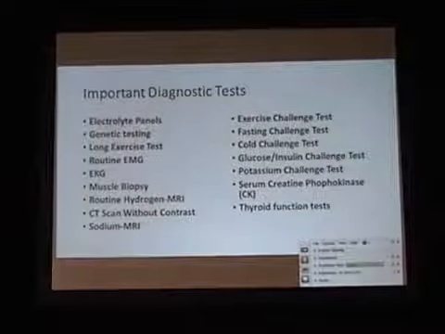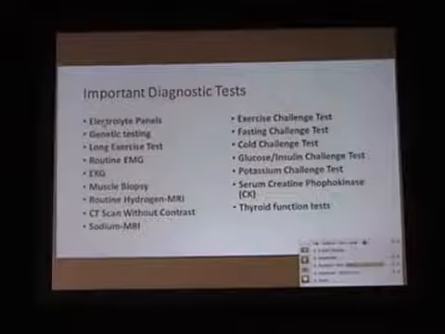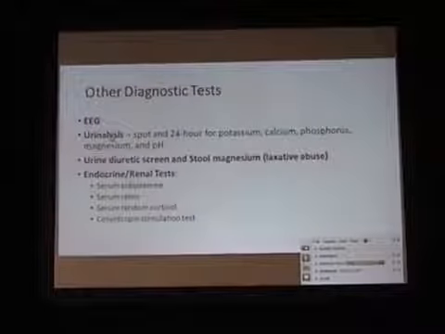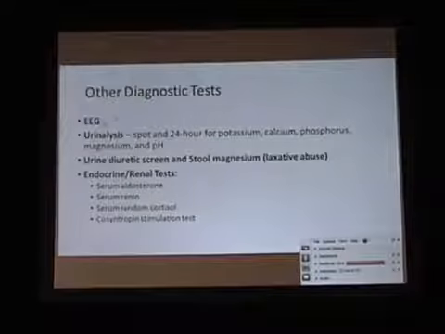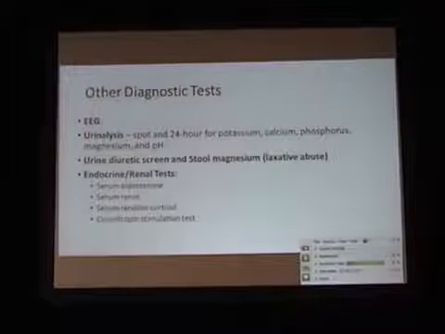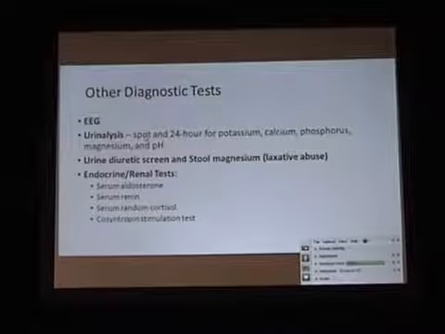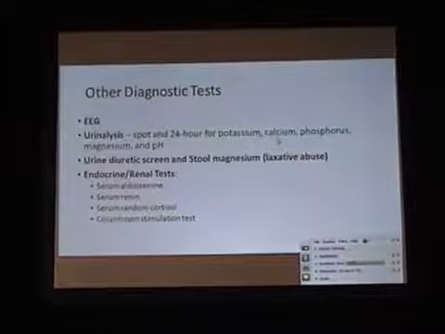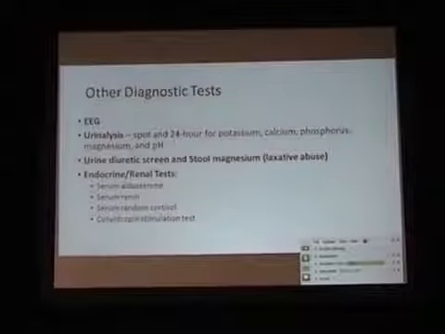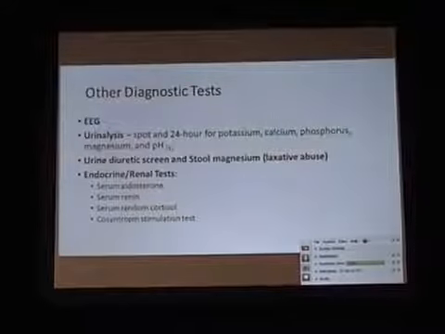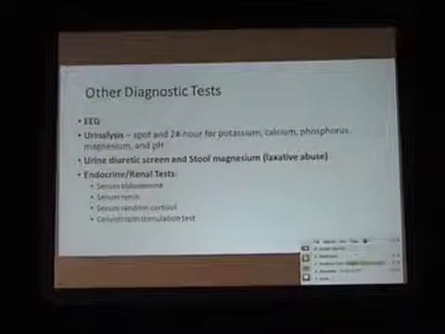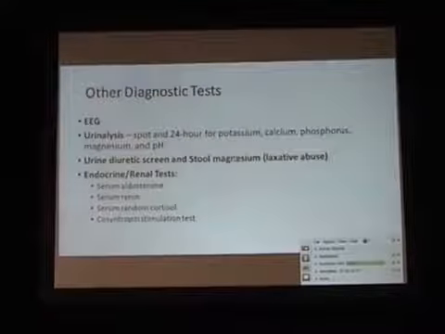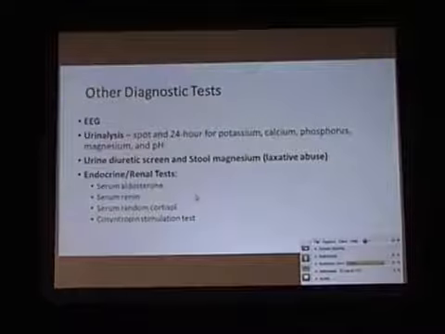Okay, so I'm going to discuss one by one all of these tests, so I'm not going to address them right now. There are some other ancillary tests that you can do aside from the basic ones. One is an EEG to rule out seizure activity. One is a urinalysis. You can do a spot urine, you just pee in a cup once, or collect it for 24 hours. Total pain in the neck to do, but you can do it. And you can measure potassium, calcium, phosphorus, magnesium, and pH, and that will sort out some of the renal or endocrine disorders. You can do a urine diuretic screen and a stool magnesium for laxative abuse, because magnesium makes you go. So yeah, anyway.